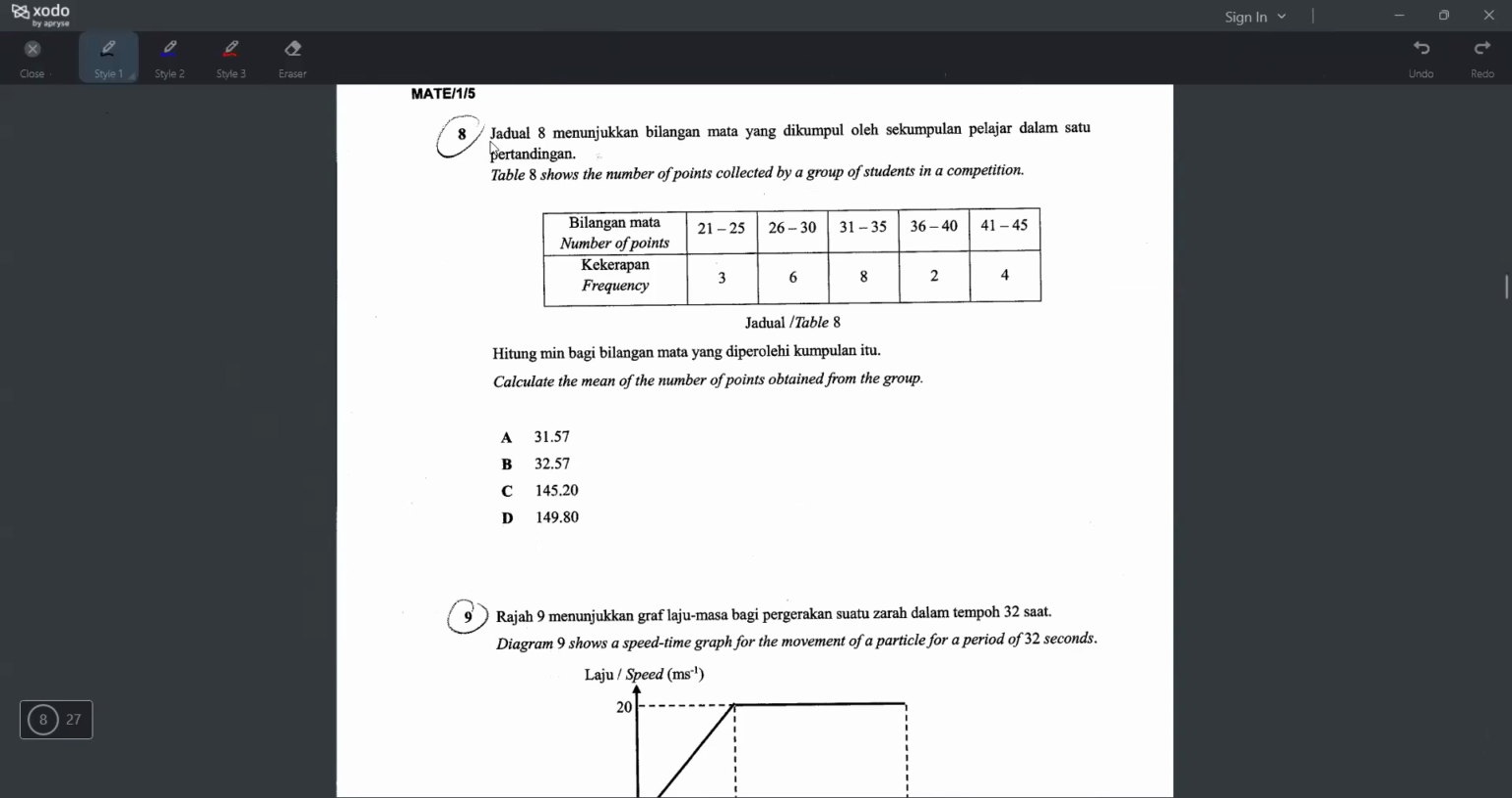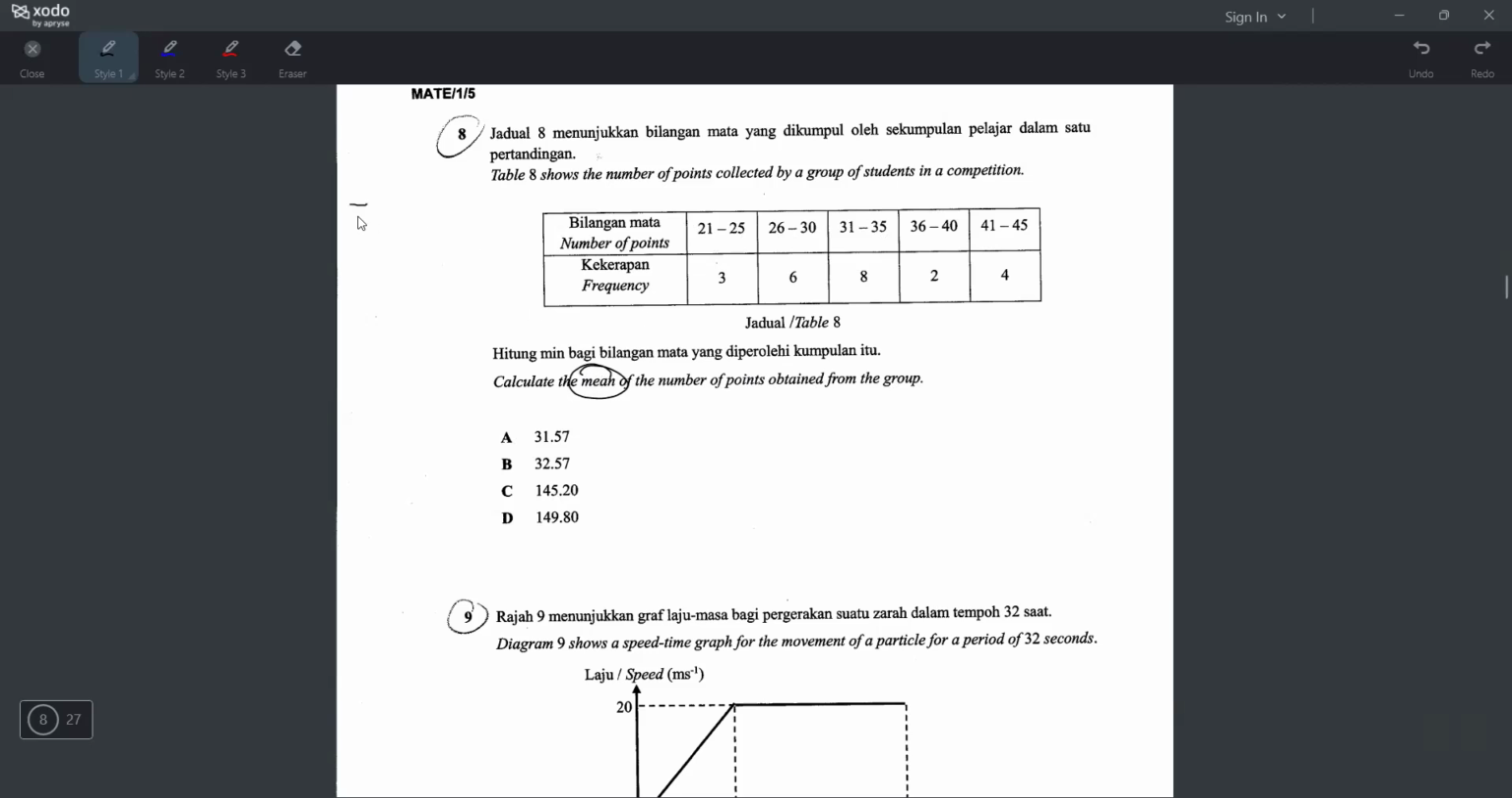Okay, continue. Number 8. Table 8 shows the number of points collected by a group of students in a competition. When you see this, you straight away know it's group data, right? So this is under Form 5, measures of dispersion for group data. Why do I know it's group data? Because when there's a class, we call it the class interval. And if there's a class interval, it means it's group data. What they want now is the mean of the number of points obtained from the group. So they are trying to find the mean.